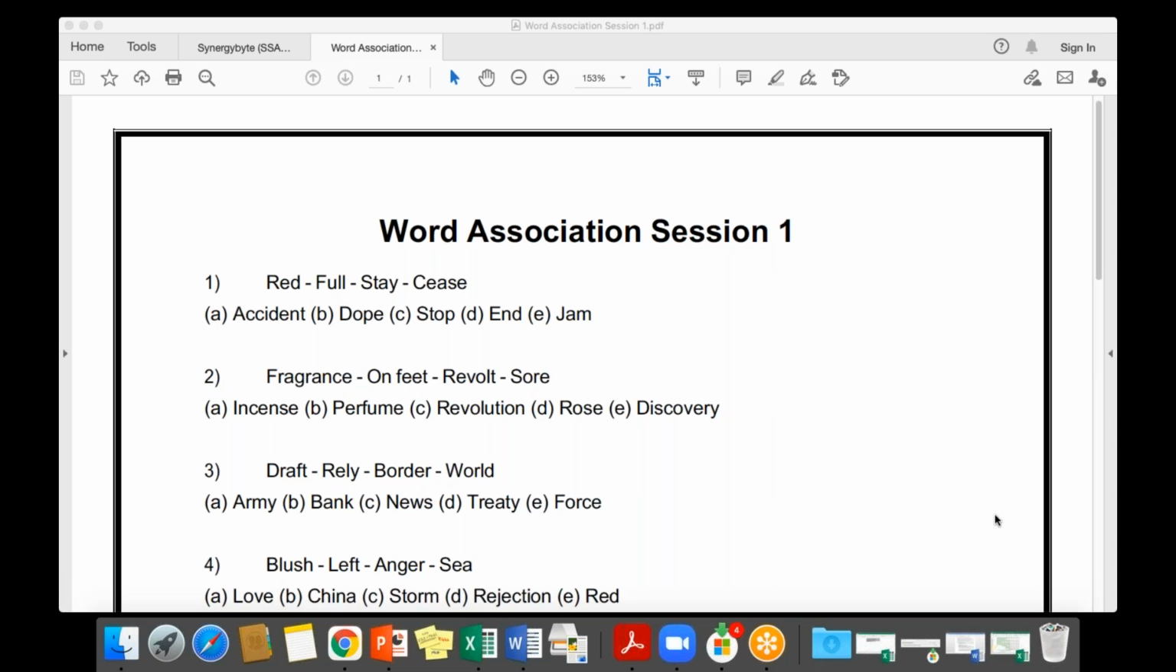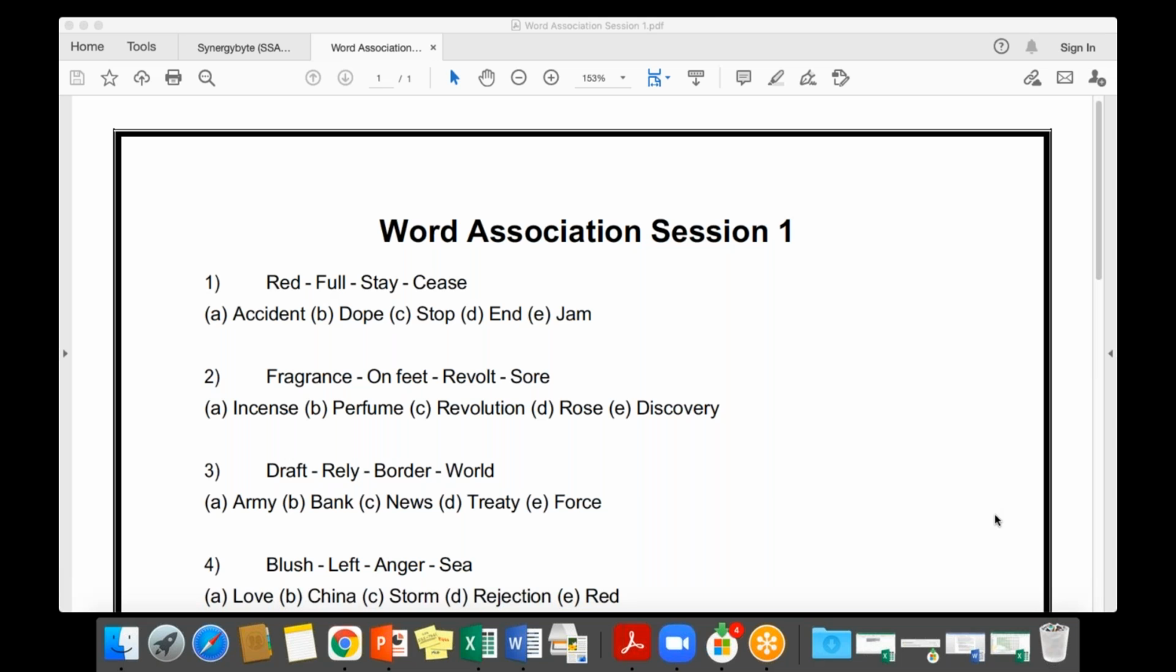No worries, Pratap. We are on question number 3. You need to tell me: draft, rely, border, and world. All these four words will go with which of the words: army, bank, news, treaty, or force? How will news go with the world? Okay, so let's try to eliminate the words. Army, can I eliminate? Because I cannot draft the army. I'll reject the word army because of the word draft.